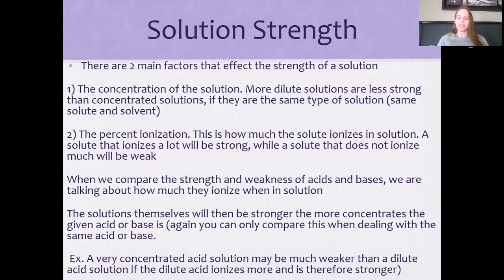Okay, so that is the biggest thing that affects solution strength, how much of the solute ionizes, its percent ionization. So when we compare the strengths of different acids and bases, what we're really talking about is their percent ionization. How much does that acid or base ionize or break apart in solution? So yeah, a very concentrated acid solution may be weaker than a dilute acid solution if the dilute acid solution has a higher percent ionization. So concentration is not as important as percent ionization.